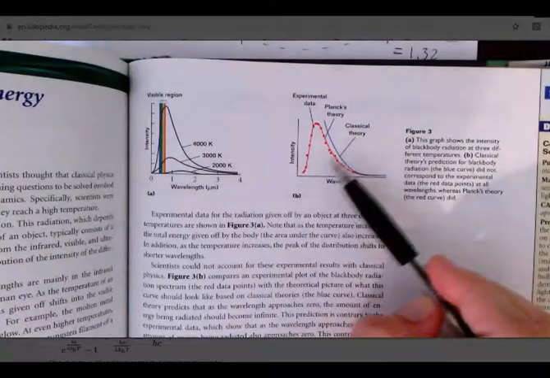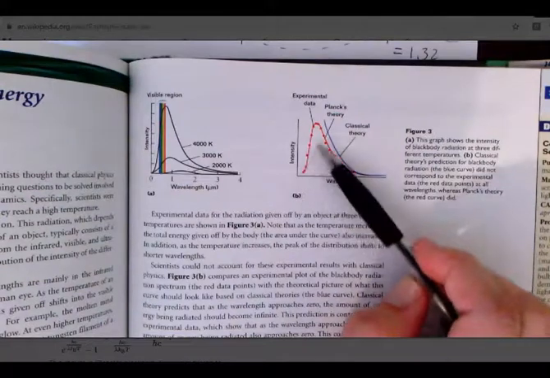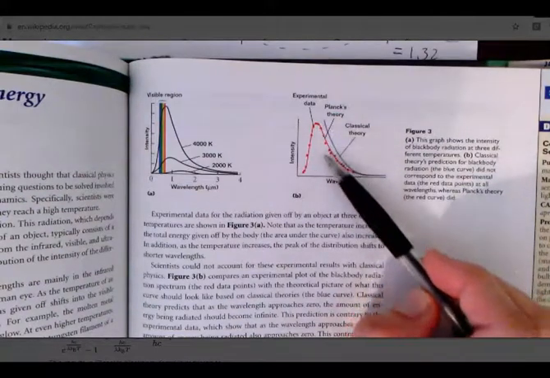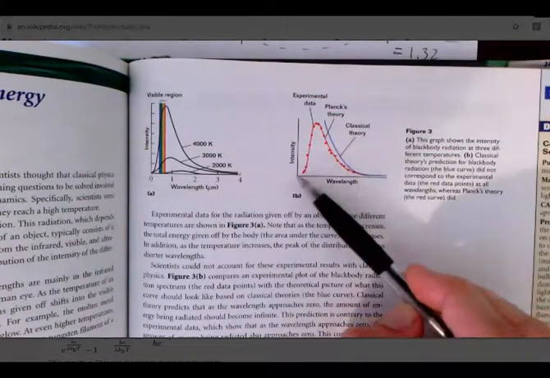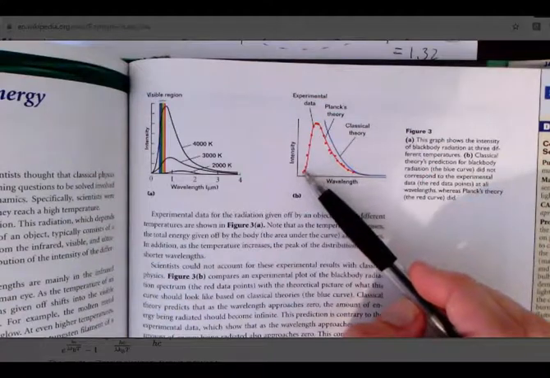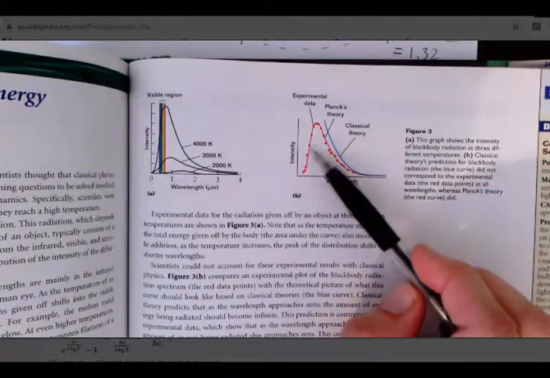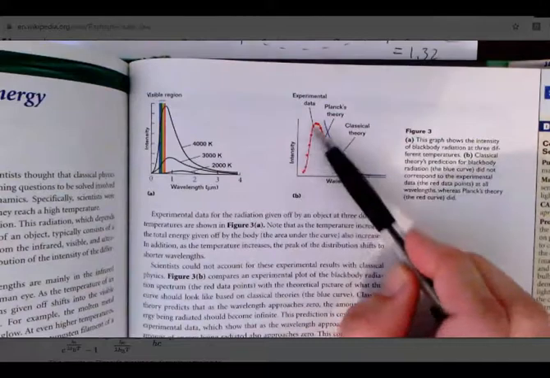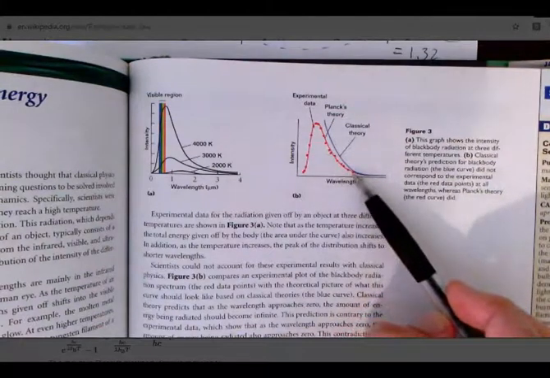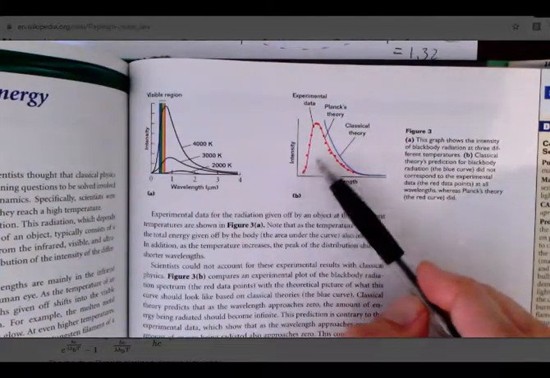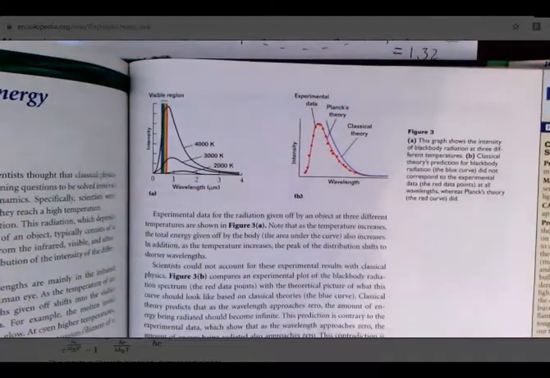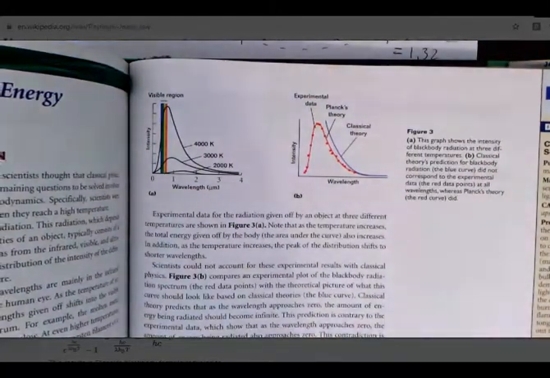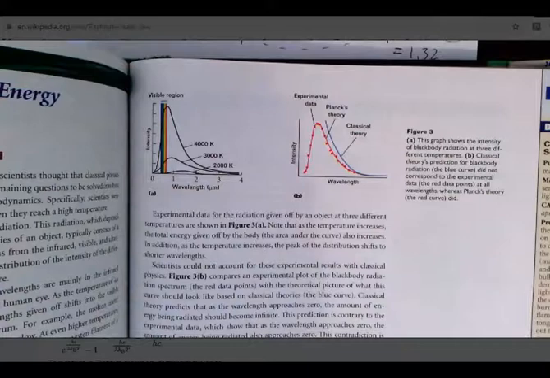So here your book has this red line, which is Planck's equation, what it said should happen, and the red dots are the actual data that people took from experiments. And you can see that his graph is matching the experimental data, the dots, very, very well. Okay, so they think, oh, Planck is onto something. But if this doesn't sound weird to you, it should.